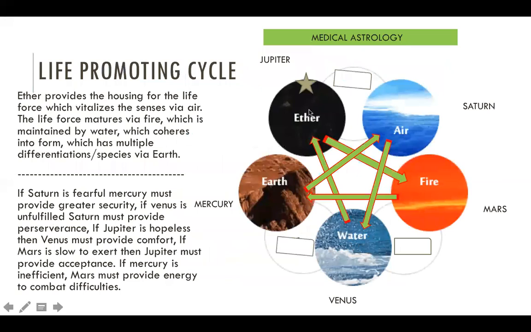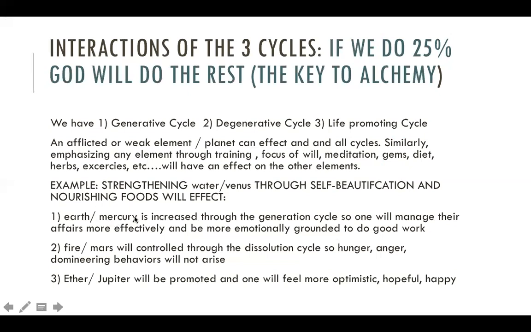This axis is represented. So we've got Earth and Mercury increased. If we increase water, then we increase Earth and Mercury, which will help us manage our affairs more effectively and be more emotionally grounded to do good work. Fire and Mars will be controlled through the degenerative cycle, right? Because water extinguishes fire and controls fire. Fire will be controlled through the dissolution cycle. So hunger, anger, domineering behaviors will not arise. There won't be that anger and that intensity. There'll be a softness to the personality. Mars will be soft. Now, Ether and Jupiter will be promoted, and one will feel very optimistic, hopeful, and happy. All of this because we just tonify one element. And that's why if we do 25%, God will do the rest.